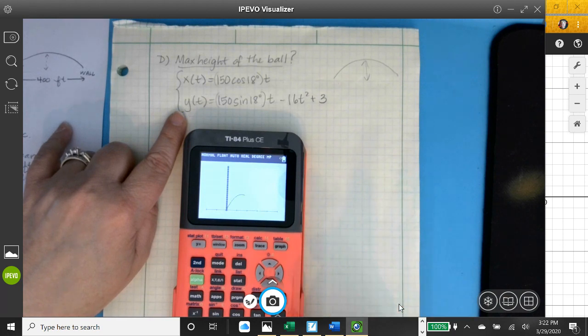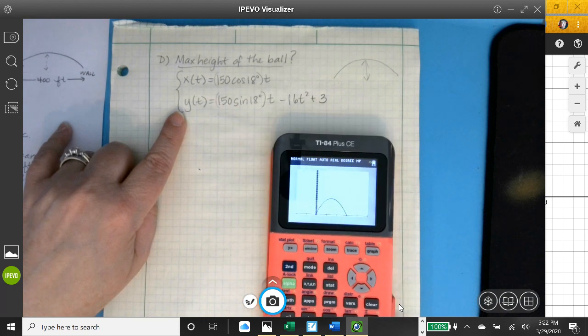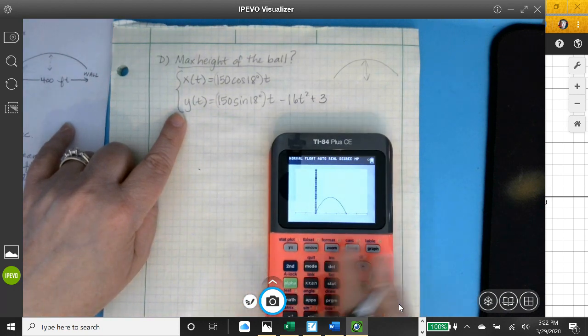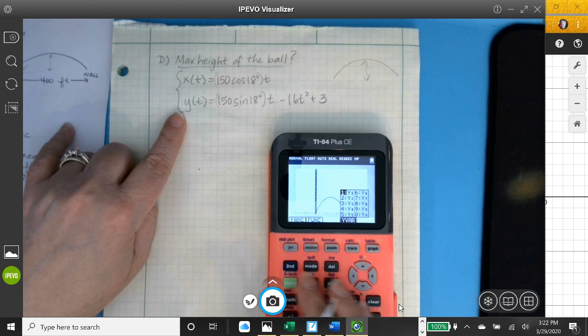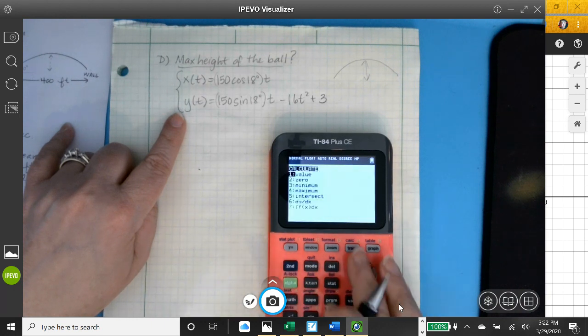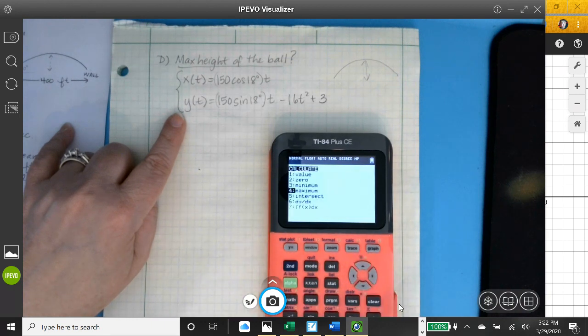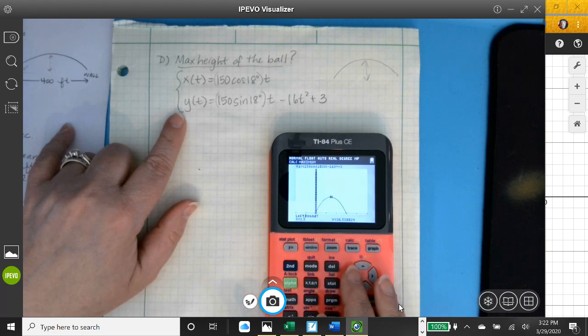I was worried only for a moment when it didn't show up there. Okay, so how do I find the max? You go second, calculate, whoops, not gold calculate. Second, calculate the maximum, and I need to be on the left side. I'm on the left side, and I need to be on the right side.